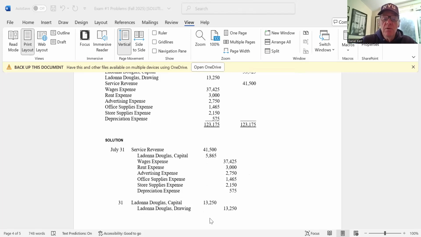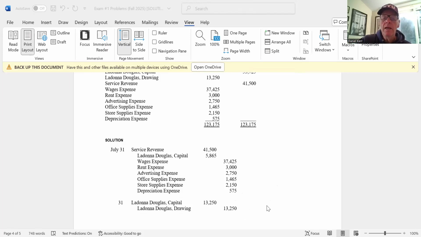Your second closing entry would be to close out the drawing account, and that has a debit balance. So you would credit that to close it out, and you would debit capital. So at the end of the day, the difference between the revenue and expenses ends up, in this case, being a reduction of capital, and the owner taking money out for personal use ends up being a reduction of capital as well.